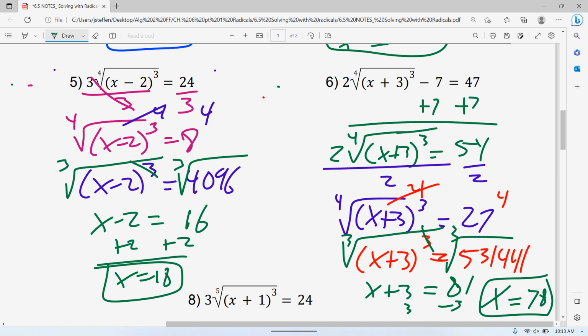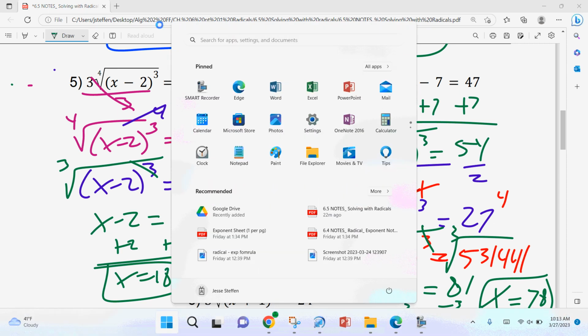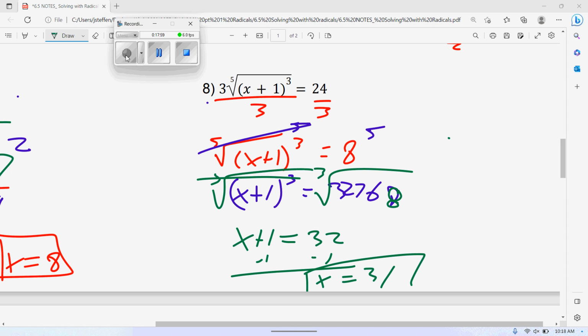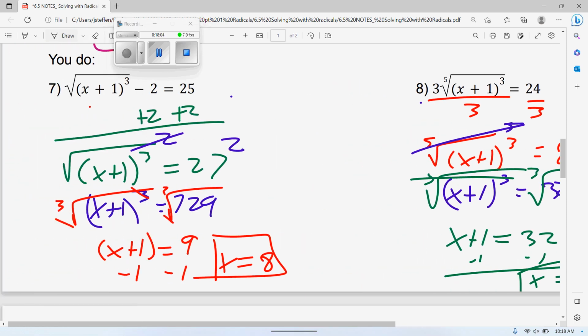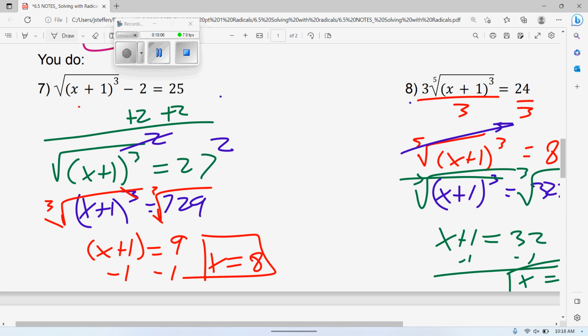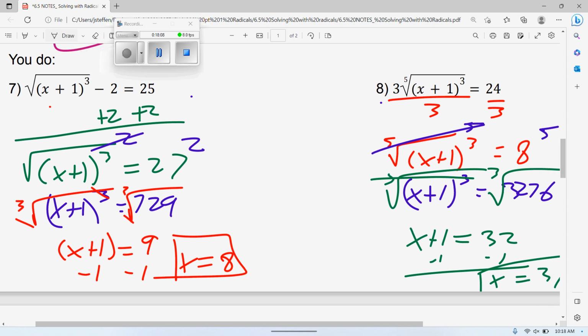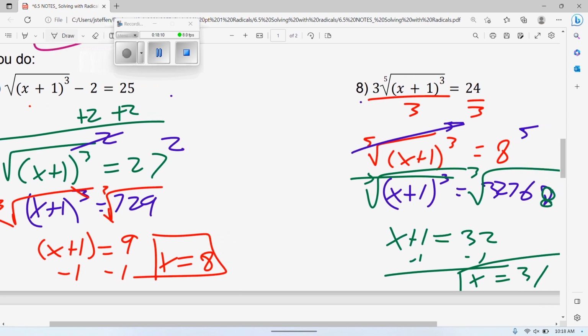So go ahead and do number 7 and 8 on your own. I'll put up my answers here in a second for you to compare. All right, my answers are up here. Number 7, I got x is equal to 8. Any questions on those before we move on?